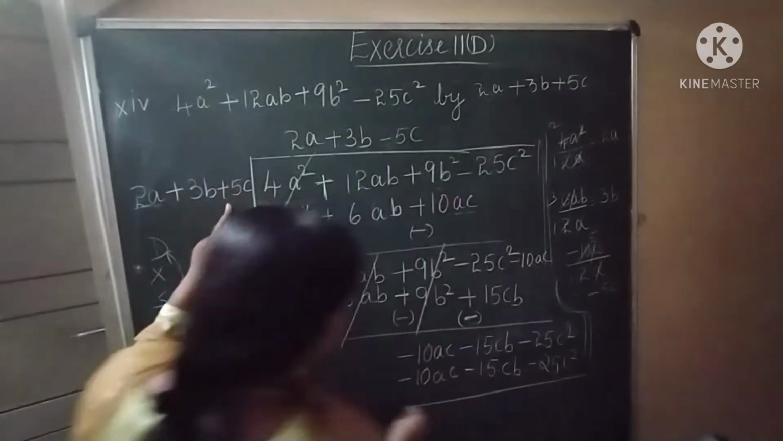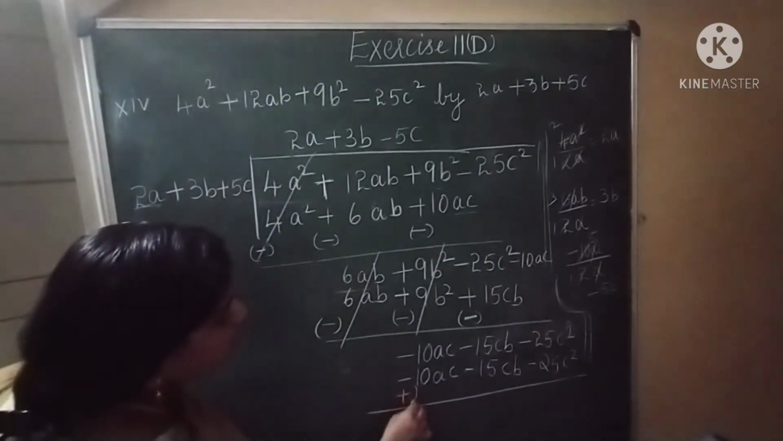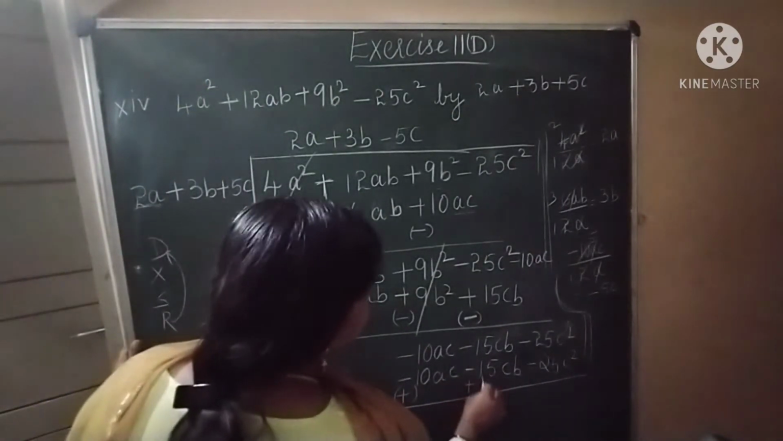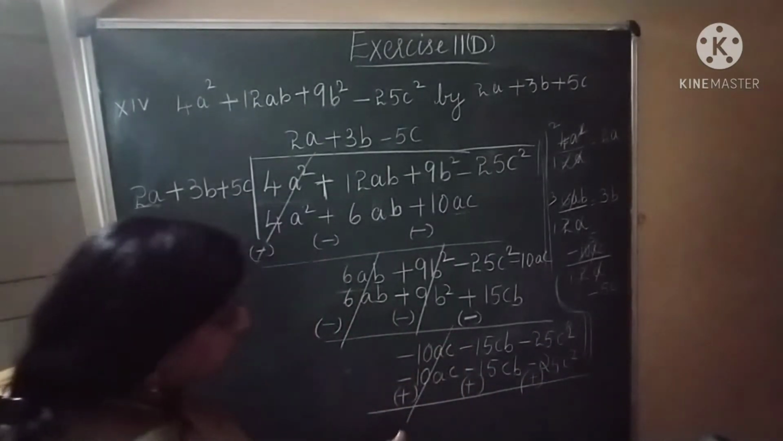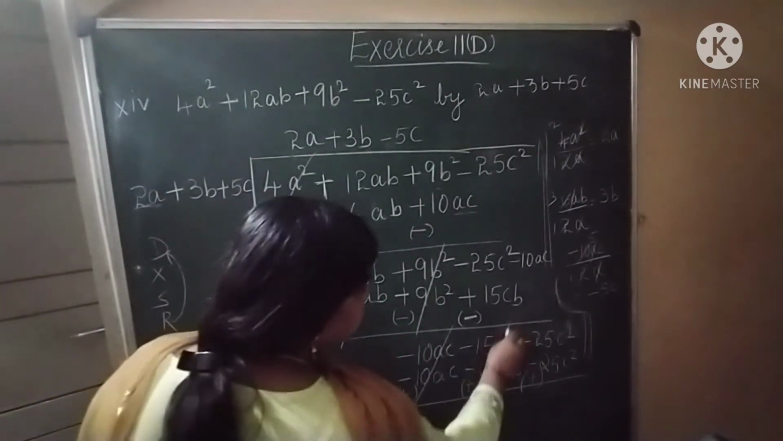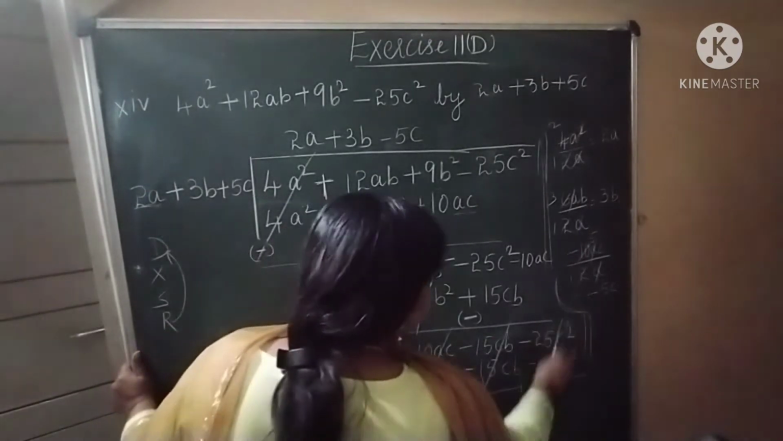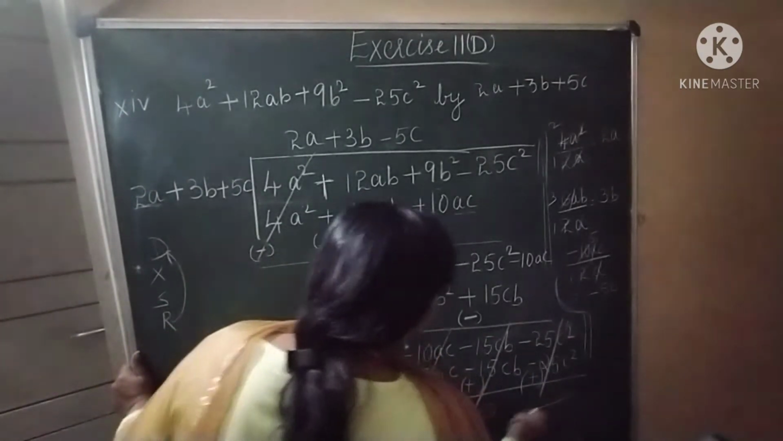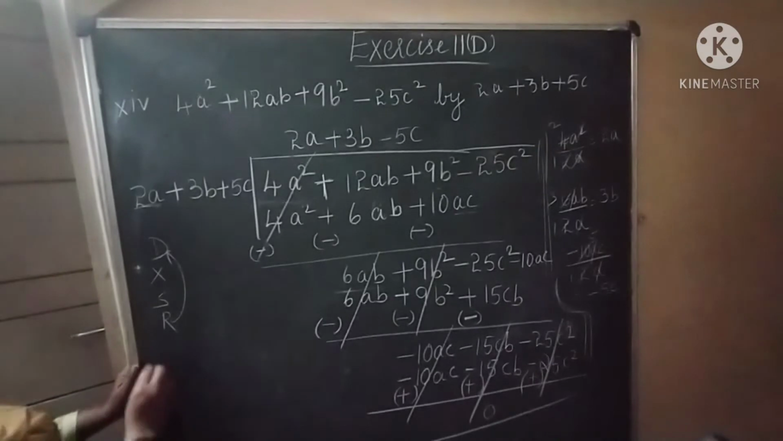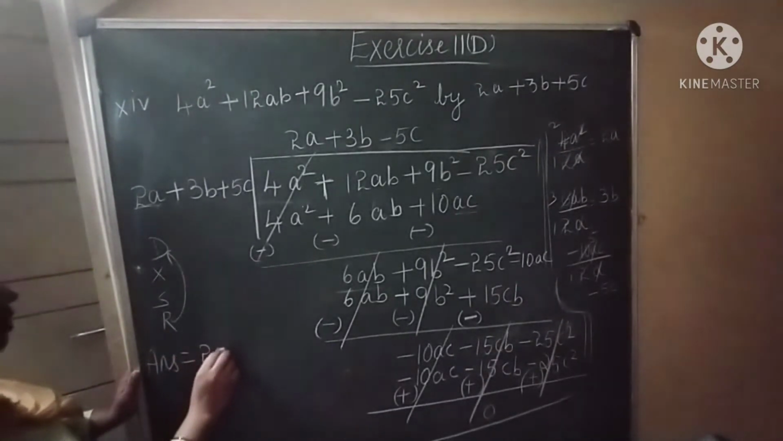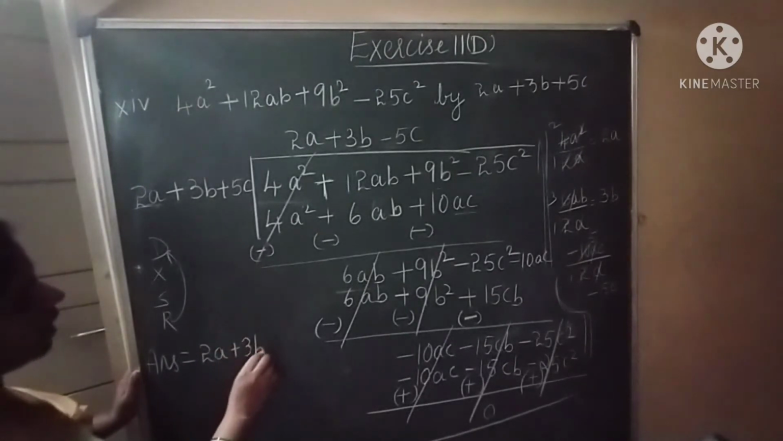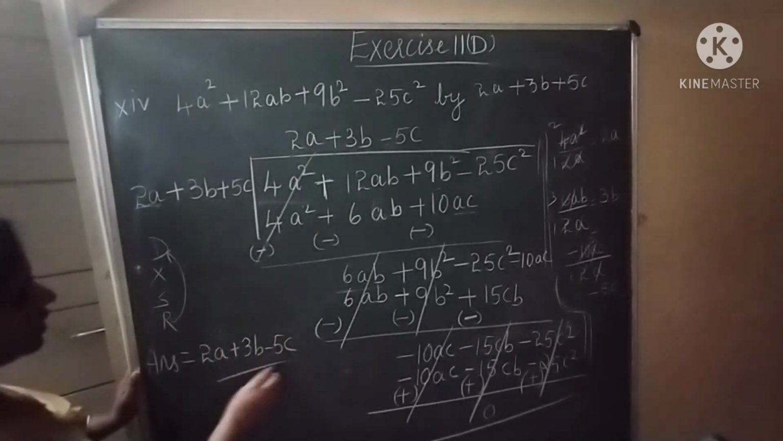So if you observe now, minus gets converted to plus, minus gets converted to plus, minus gets converted to plus. Here the same term will get cancelled. Plus and minus, the same term will get cancelled. Plus and minus, the remainder you get is now 0. So here, what is the answer? Answer is the quotient 2a plus 3b minus 5c. This is the answer.